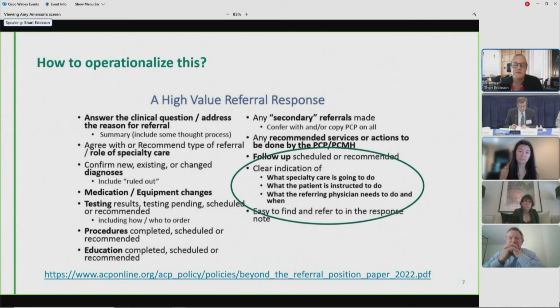The other thing is there needs to be a clear indication of what the specialty care practice is going to do, what the patient has been instructed to do, and what the referring physician needs to do and when. This is critical to successful care coordination beyond the referral. And we need to find, easy to find and refer in the response note, all of these elements.